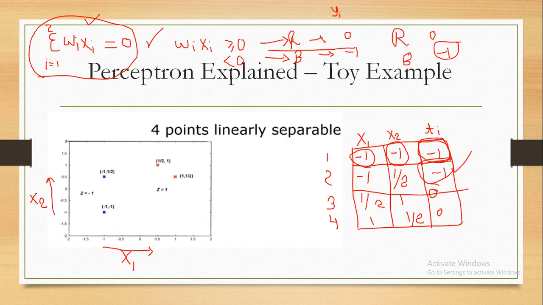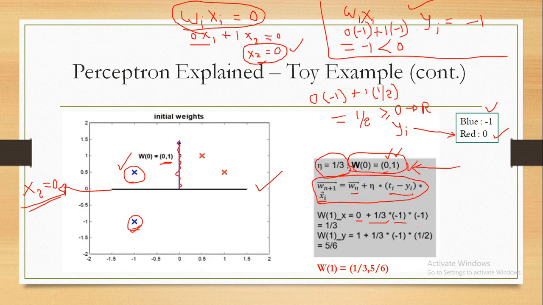So what are the coordinates? The coordinate value is actually -1 and 1/2. Firstly, let me take the first value, that is -1. Let's compute all this. -1 into -1 is +1, +1 into 1/3 is 1/3, plus 0, that is 1/3. So that's the first value.